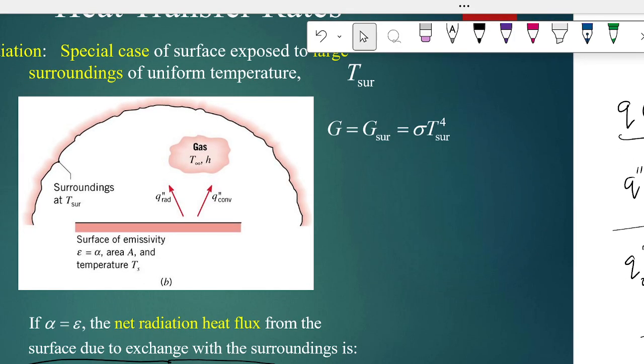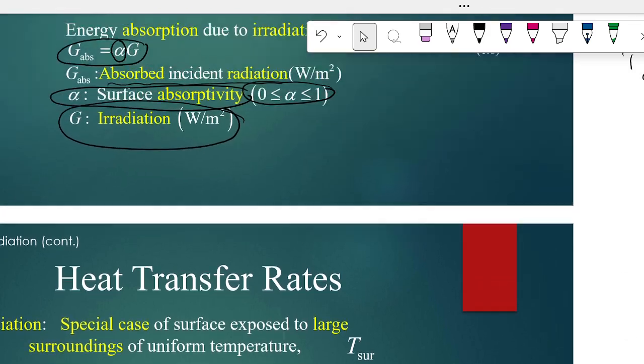Here's the thing. Let me just take it out for now and highlight that. Does anybody remember this alpha G? What is that?